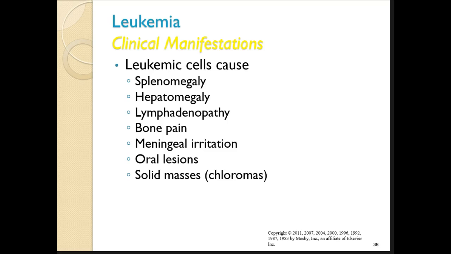A high leukemic white count in the peripheral blood, more than 100,000 cells, can cause the blood to thicken and potentially block circulatory pathways. This is called leukostasis and can be life-threatening for your patient.